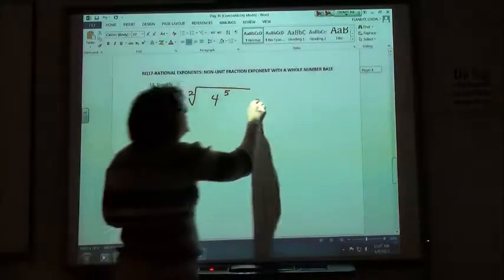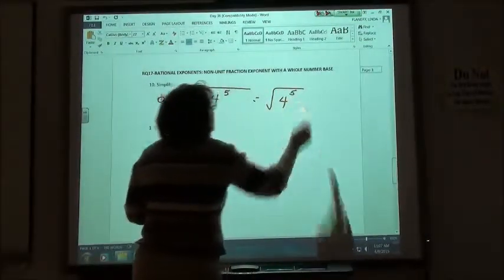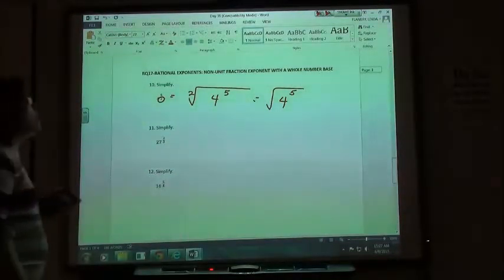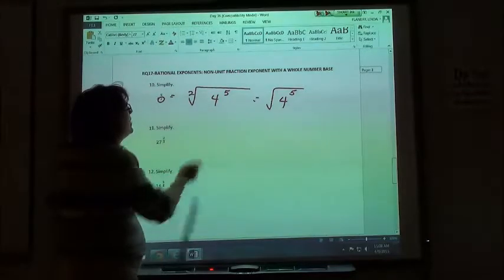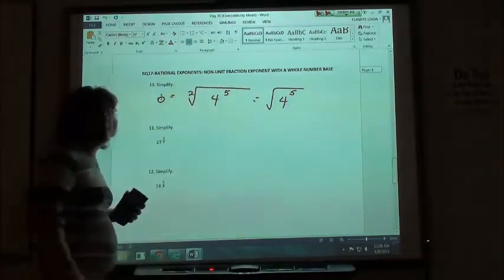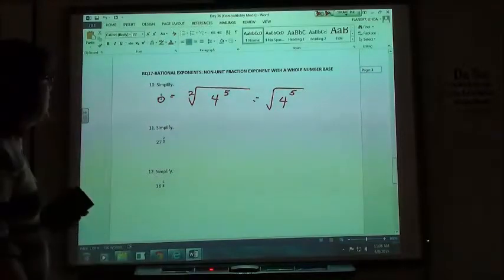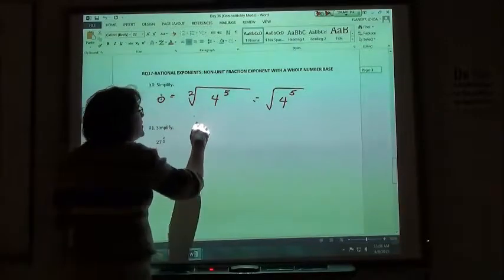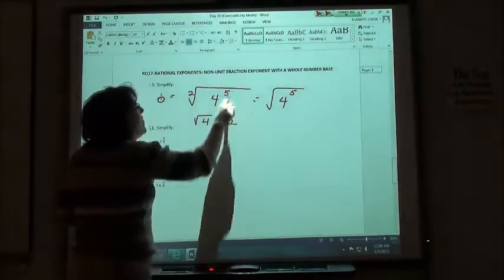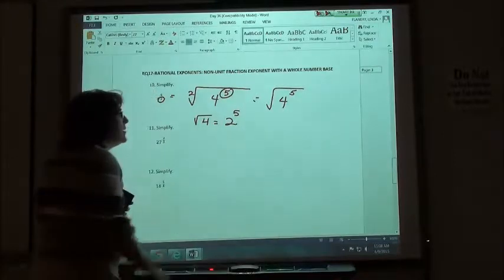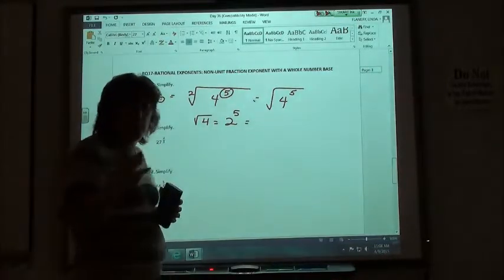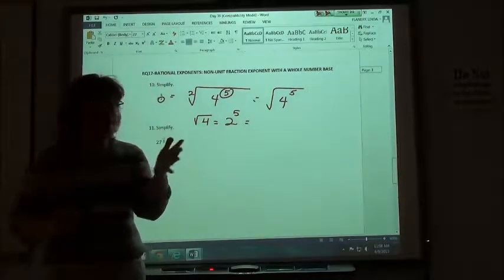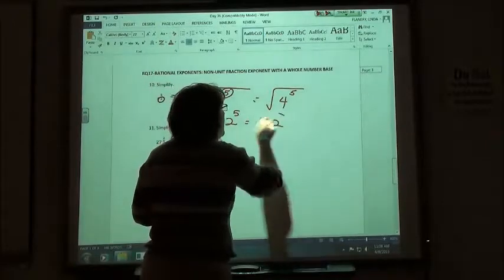Now I really don't need the 2 for square root, but if it was a cubed or a fourth or whatever, I would need to put the 2 in there. So when I simplify this, if I'm not using my calculator, I do the root first, because then my numbers aren't so big. If I wanted to do 4 to the 5th power, I'm going to get a really big number. So do the square root of 4 first. The square root of 4 is 2. Then do the exponent, 2 to the 5th. 2 times 2 times 2 times 2 times 2. 2 times 2 is 4, 4 times 2 is 8, 8 times 2 is 16, 16 times 2, 32.